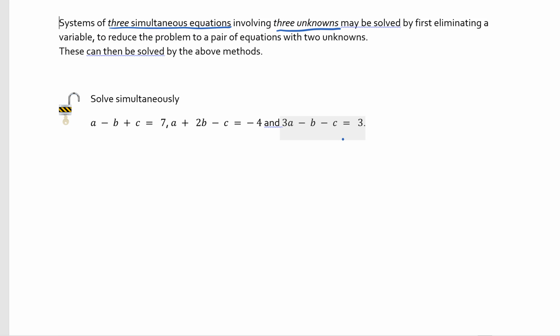So let's have a look at this one here. I'm only going to do one example for reasons which will become obvious fairly quickly. So, step 1, write them all down.